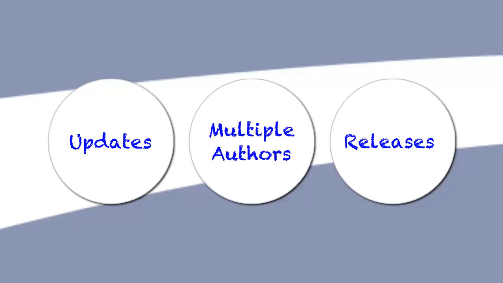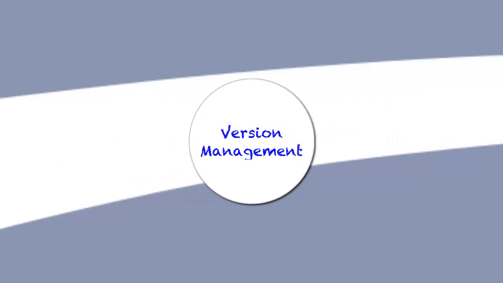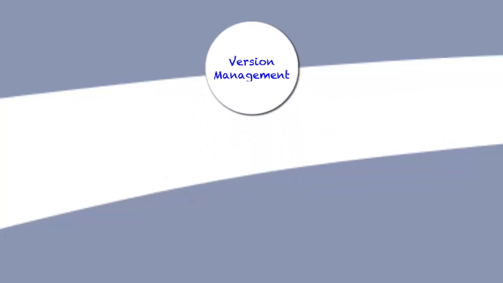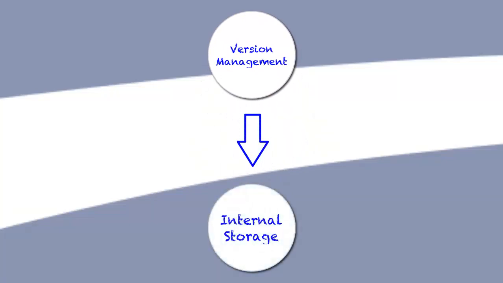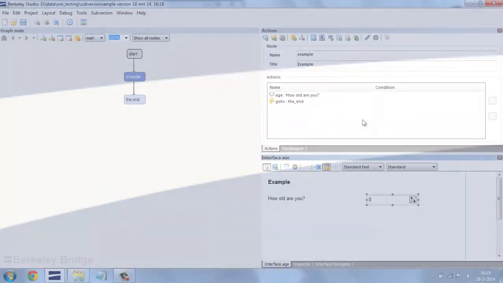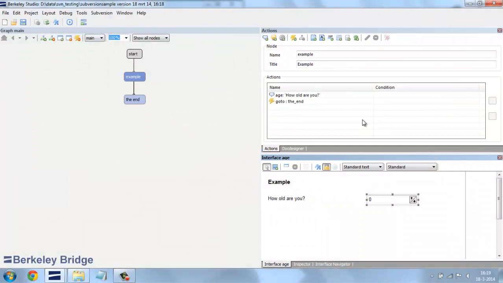This is why the Berkeley Publisher supports version management, or SVN, with the use of a subversioning server. This server can be internally stored within a company's online infrastructure from where all the models and their versions can be maintained. To simply illustrate the workings of version management, let's go to a simple publisher model.